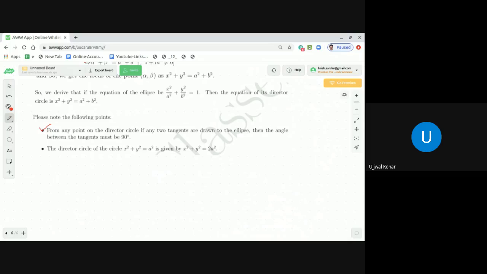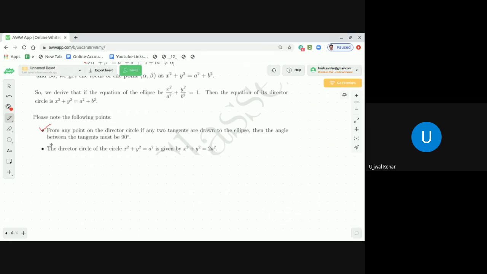That quite follows from the definition of the director circle, because the director circle is the locus of such points that if you draw two tangents from that point to the corresponding ellipse, then the angle between those two tangents becomes 90 degrees. So obviously the statement makes sense: from any point on the director circle, if any two tangents are drawn to the ellipse, then the angle between those two tangents must be 90 degrees.